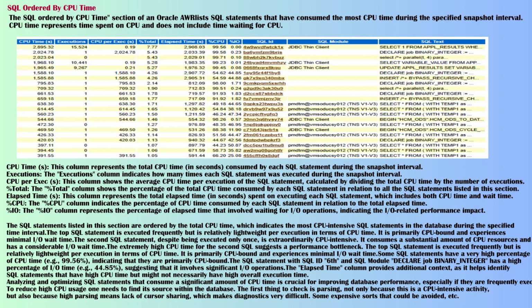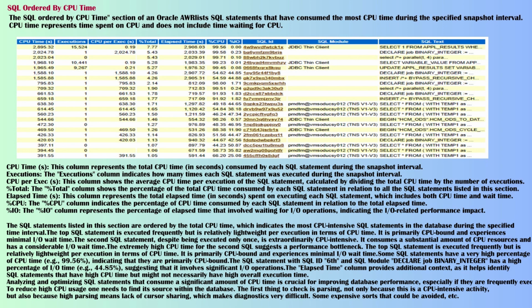Elapsed time: this column represents the total elapsed time, in seconds, spent on executing each SQL statement, which includes both CPU time and wait time. Percent CPU: this column indicates the percentage of CPU time consumed by each SQL statement in relation to the total elapsed time. Percent I/O: this column represents the percentage of elapsed time that involved waiting for I/O operations, indicating the I/O-related performance impact. The SQL statements listed in this section are ordered by total CPU time, which indicates the most CPU-intensive SQL statements in the database during the specified time interval.